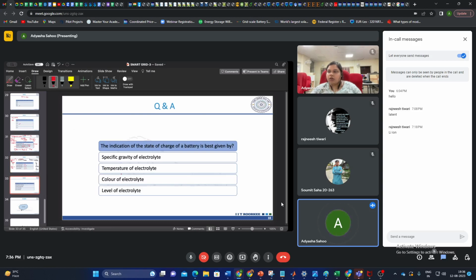Then the last question for today. The indication of state of charge of a battery is best given by specific gravity, temperature, color, or level of electrolyte.